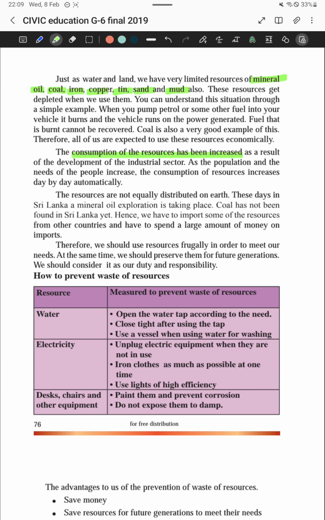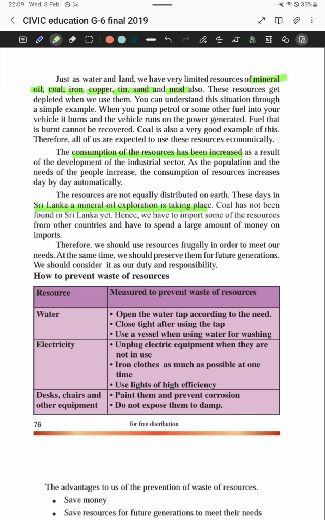So these days Sri Lanka mineral oil exploration is taking place. You know that currently the government is trying to get crude oil from the Sri Lankan mines, under the sea, under the ocean, right? But I don't think that will happen. If that is happening in this country, you will have to face many problems.